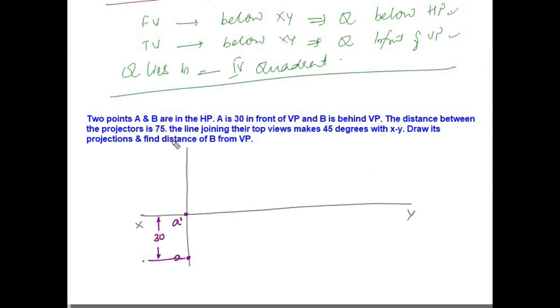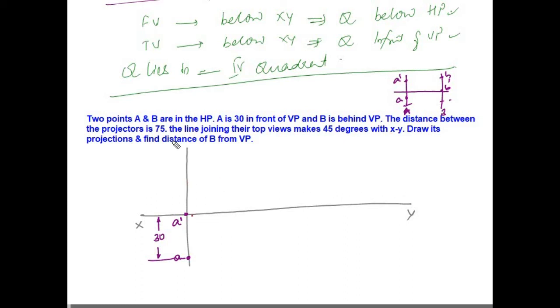End projectors means, when we draw, let us say I am drawing something over here. So this is the projector for A, capital A. This is the projector for B. So here somewhere, let us say you can have A dash, A, something like this, B dash, B, something like this. These two lines are called end projectors. So the distance between these two end projectors is 75 mm.